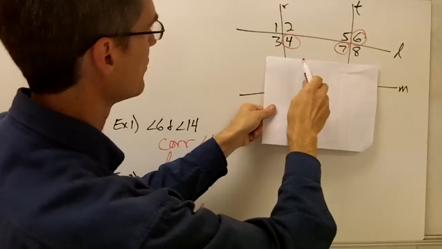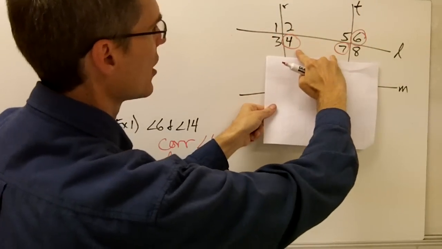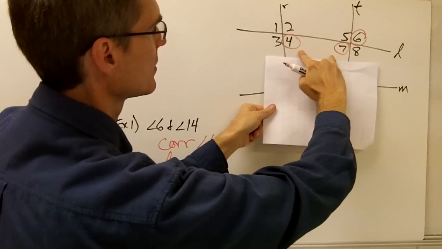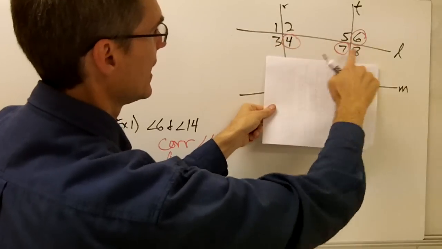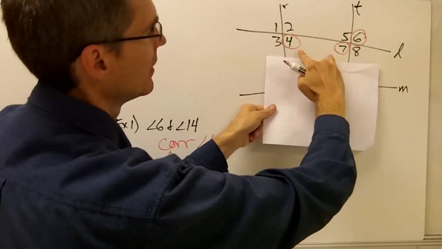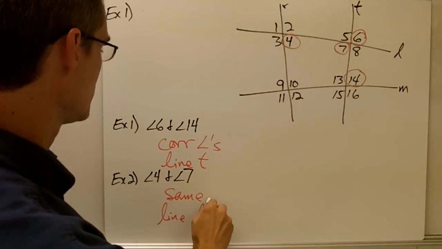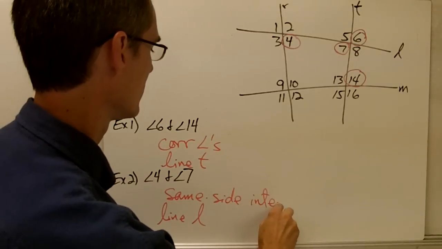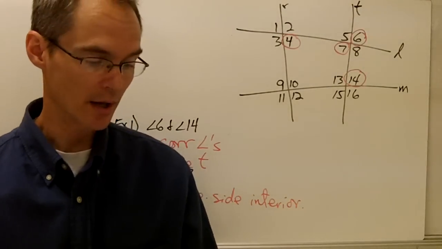Now let me identify this angle pair. So let's see, here are my 2 lines, and these 2 angles are inside my two lines. So these are interior to my two lines. I notice they are on the same side of my transversal L, and they don't form a linear pair, so these must be same side interior angles. Same side interior angles.